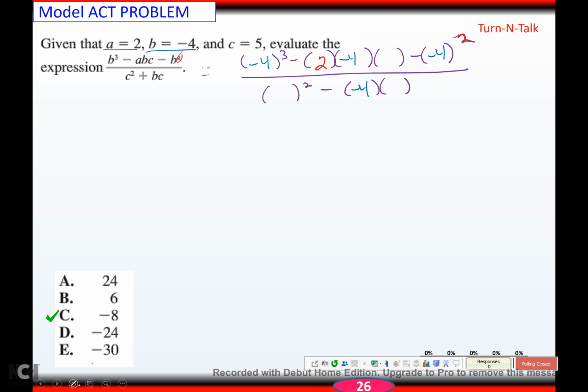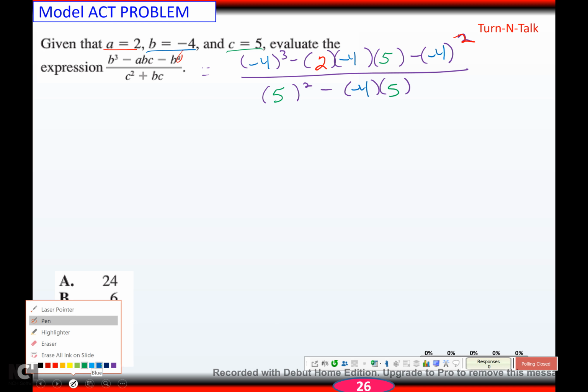I already did red. Green. Everywhere I see a C, I'm going to put a 5. So there's a C, there's a C, and there's a C. Alright, so now it's just a matter of order of operations.